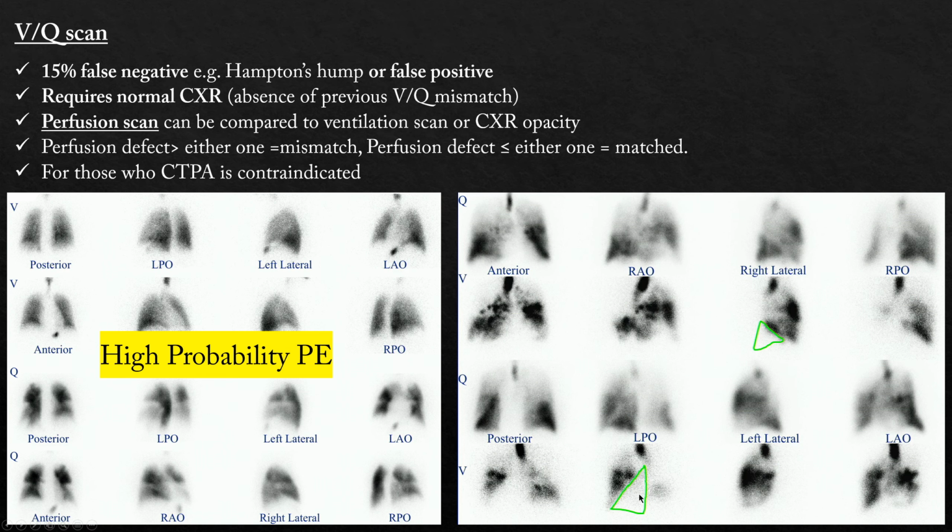A physiologic shunt can usually occur due to a severe obstructive problem, for example, maybe COPD. Here is another site. You can see the ventilation defect, and we compare it to the same one with perfusion. The perfusion is normal, so this is not PE.